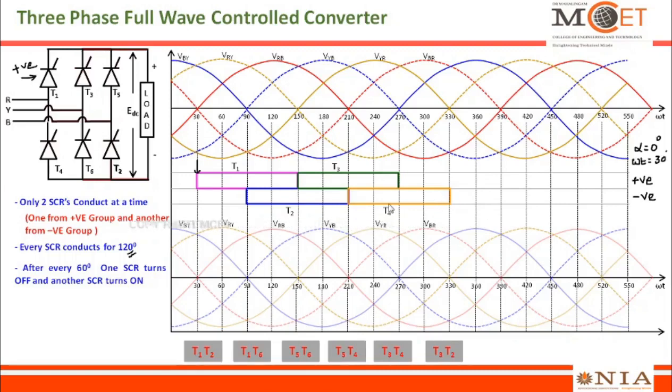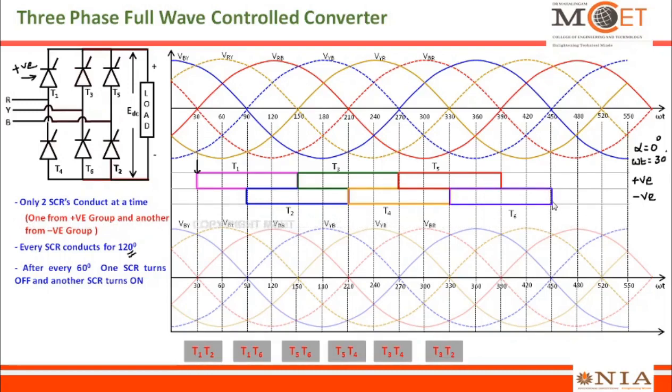T5 will start its conduction 60 degrees after T4. So T4 starts here, and after 60 degrees T5 will start at 270 and continue its conduction for the next 120 degrees, till 390. Next is T6. T6 will start its conduction 60 degrees after the starting point of T5. So T5 starts here, T6 will start here and continue for the next 120 degrees. T6 will start at 330 and end its conduction at 450.